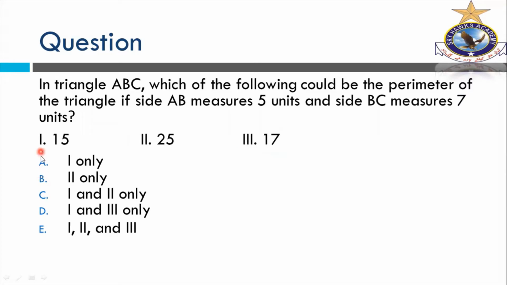We will have to select from these five options. A is that only the first one is the answer we can reach after making the calculation. B is that only the second one gives this answer. C is the first and the second only. The second last is the first and the third, and E is that all are the answers. So let's see if you have any idea.